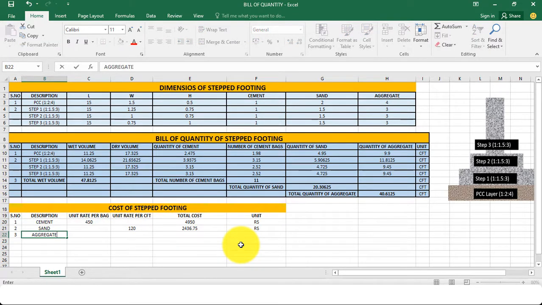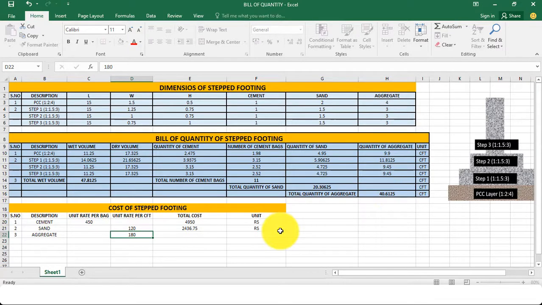Now to calculate the cost for aggregate, I will need the unit rate of aggregate per cubic feet, which means that how much the supplier is charging for 1 cubic feet of aggregate. Okay? So let's say that the unit rate of aggregate per 1 cubic feet is 180 rupees. And also I already calculated the total quantity of aggregate as well.